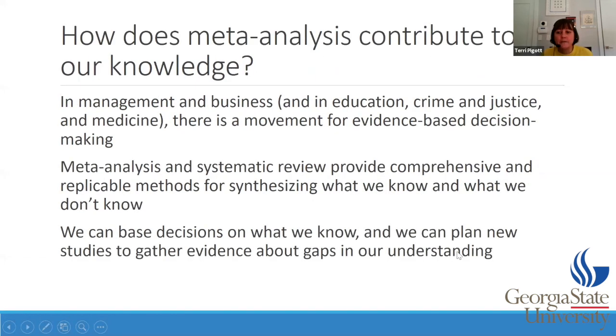Okay, so you might ask, how does meta-analysis contribute to our knowledge in a given topic? Well, in management and business, and in education, and in crime and justice, and in medicine, and all the social sciences, there is a movement for evidence-based decision-making. And so meta-analysis and systematic review can contribute to this movement by providing comprehensive and replicable methods for synthesizing what we know and what we don't know in a given area. That way we can base our decisions on what we know, and then we can plan new studies to gather evidence about the gaps in our understanding.